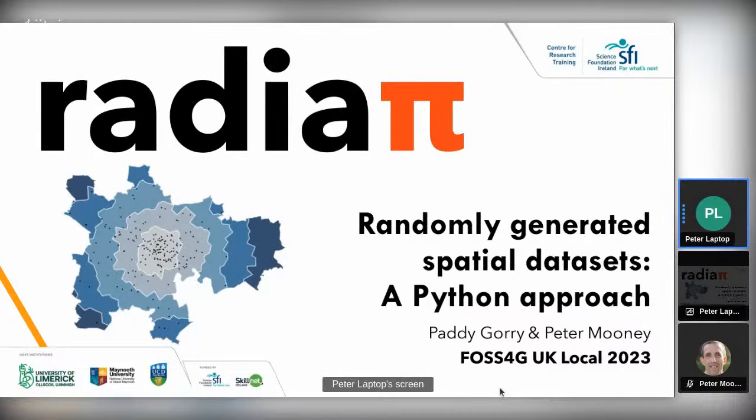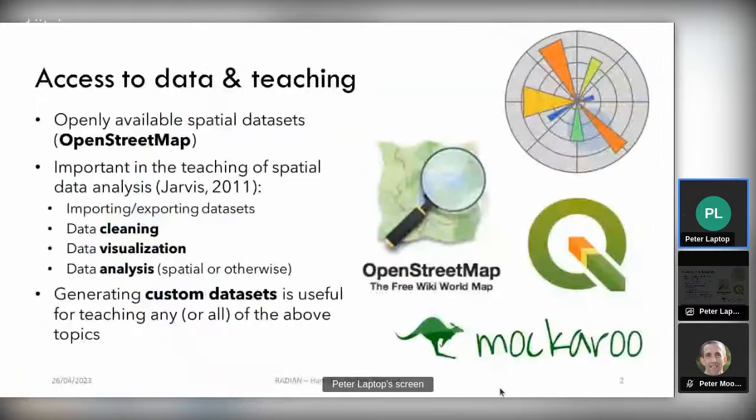Okay. Hi, everybody. My name is Paddy, and today I'm going to be presenting some work that I've been working on in the past year that originally started during my master's in data science. It's called Radian, and it is a tool written in Python for generating random spatial data sets.